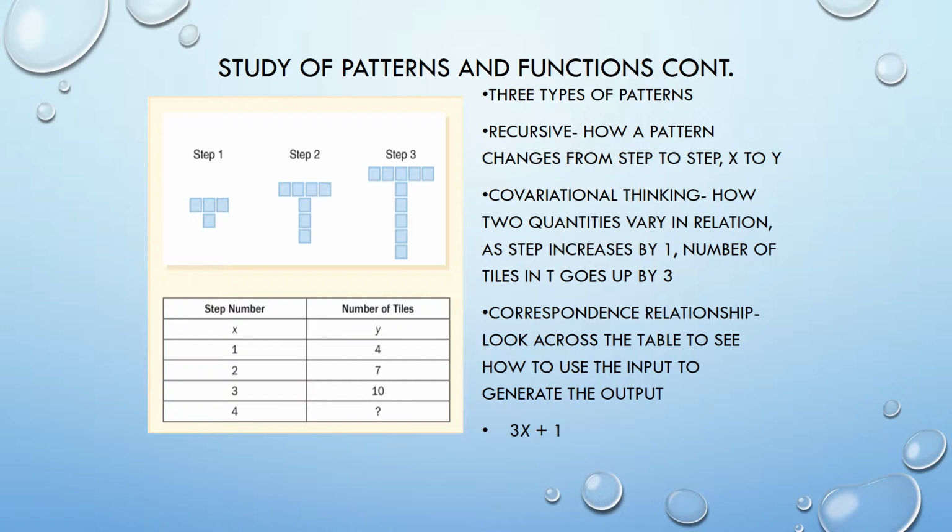Well, I could multiply by 3 and add 1. Let's see if that works for the second step. 2 times 3 is 6, plus 1 is 7. Yes, it does work. 3 times 3 is 9, plus 1 is 10. It works. So our generalization, or our rule, then is 3x plus 1, or 3 times our step plus 1.